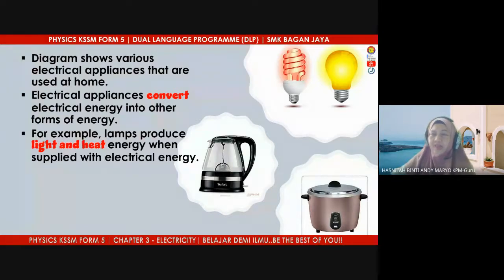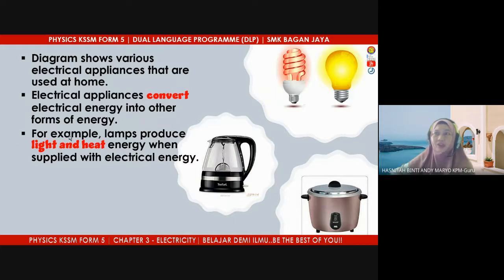Convert to heat. What else other than heat? This light converts electrical energy to light energy. Fan converts electrical energy to kinetic energy and sound energy. For example, your washing machine converts electrical energy into kinetic energy, and you can hear sound from your washing machine, right? So sound energy is also produced. This rice cooker converts electrical energy to heat energy and so on.